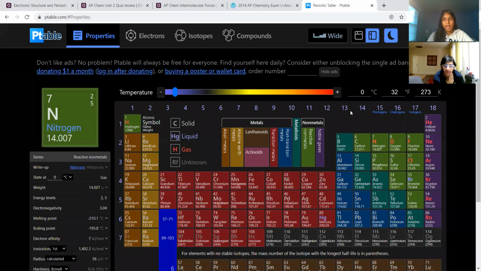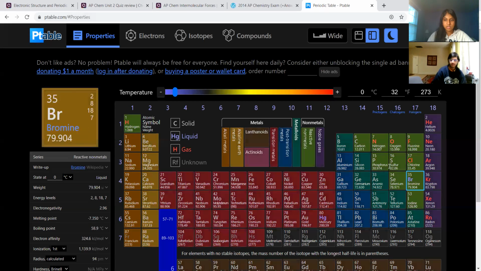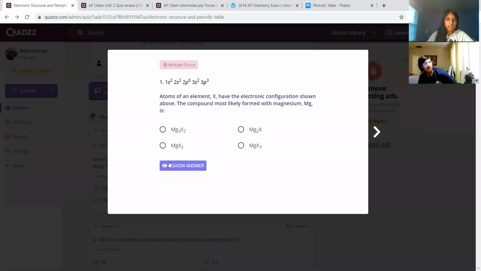So Mg is 2 plus. Yeah, and then phosphorus would be 3 minus, I think. 3 minus, yeah. And so if you want to have a compound with 2 plus and 3 minus, you would need 3 of these and 2 of these, because then you get positive 6 and negative 6, which balances each other out. So Mg3 and X2, like we said, would work.